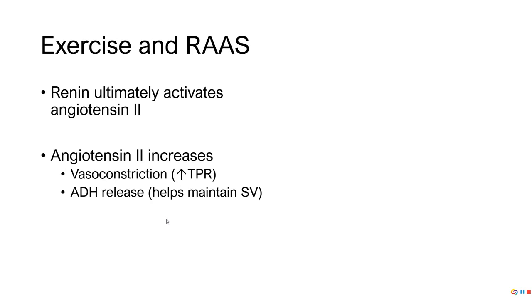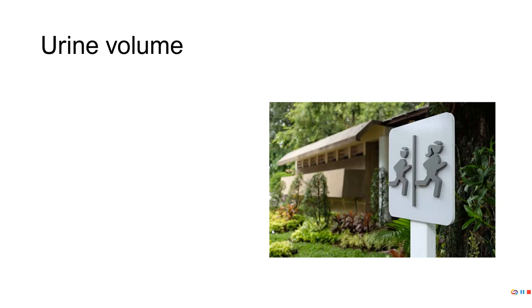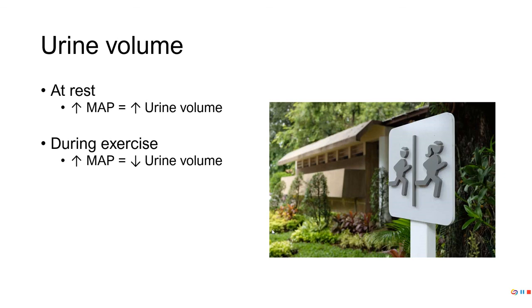So not all of these, but we're really affecting two of those variables. We're affecting resistance by causing vasoconstriction, and we're affecting stroke volume by holding on to salt, which will cause us to hold on to water. And then we're also just holding on to water in general, which will also increase stroke volume. So both of those will, at the very least, maintain, if not increase, blood pressure. Okay, and so then this leads to urine volume. At rest, if we have high blood pressure, we're going to increase our urine volume. All right, during exercise, though, we increase pressure and our urine volume goes down.